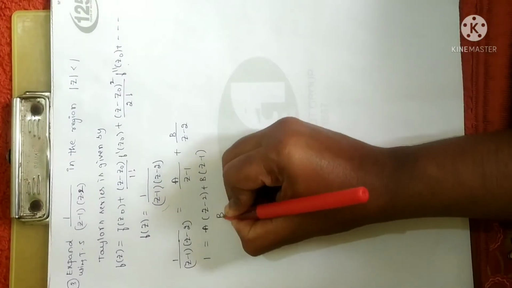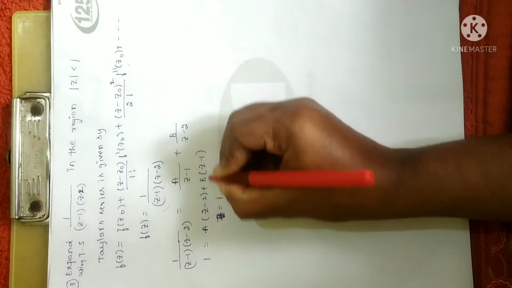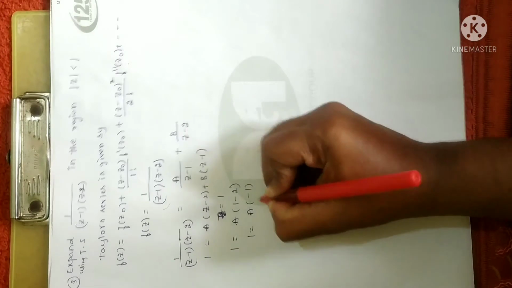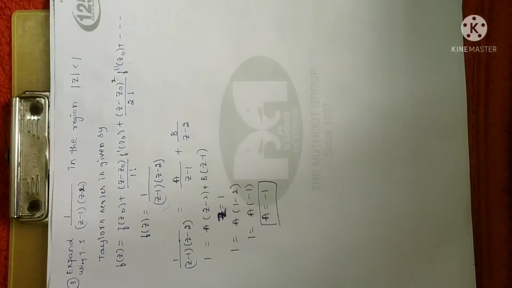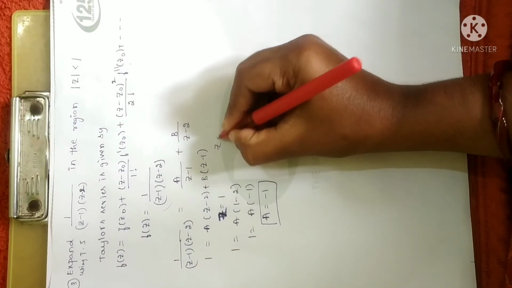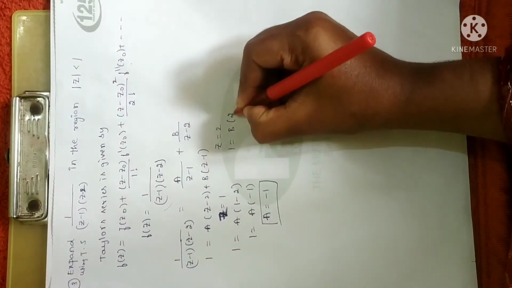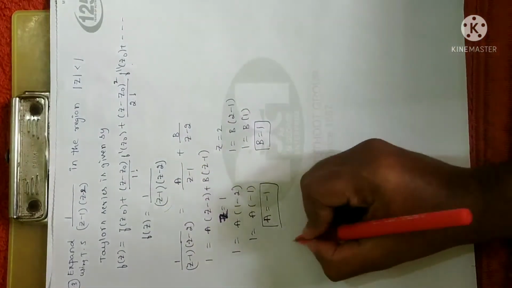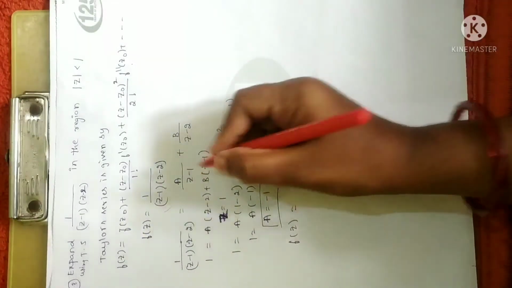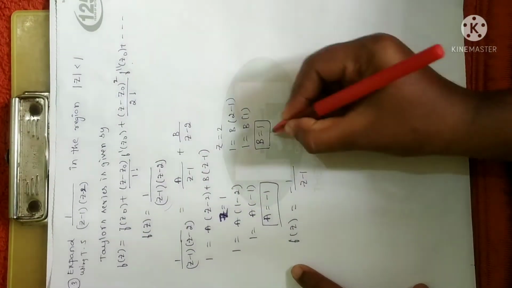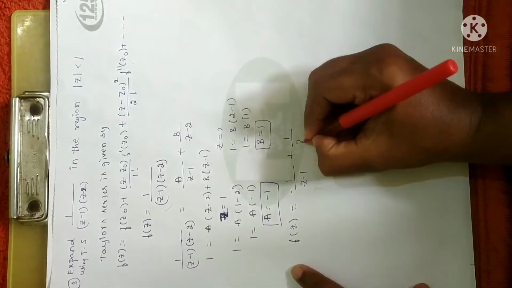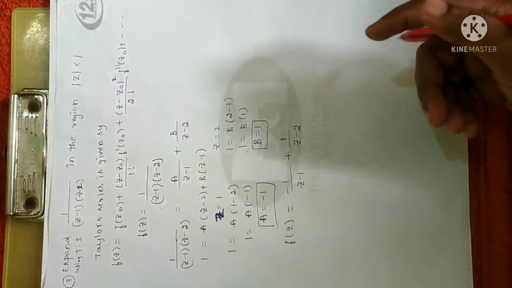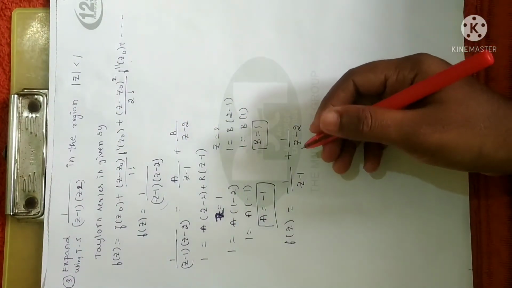Now let me give the value of z as 1. So if you keep z is equal to 1, you will get a into 1 minus 2. So after simplification, you will get 1 minus 2 is minus 1, so that the value of a is minus 1. Now let me substitute z is equal to 2. So you will get b into 2 minus 1. So after simplification, you will get b is equal to 1. So a is equal to minus 1. Therefore, the function f of z can be written as minus 1 divided by z minus 1 plus b is 1 divided by z minus 2. Now this is the required function to us. Now given that mod z is less than 1. So as per the given condition, keep on expanding this term.